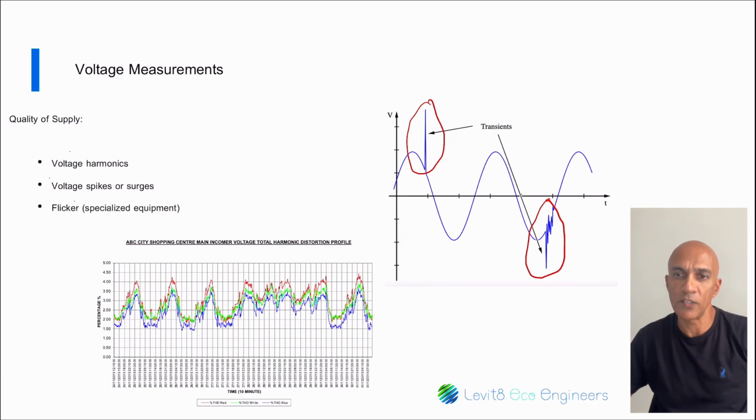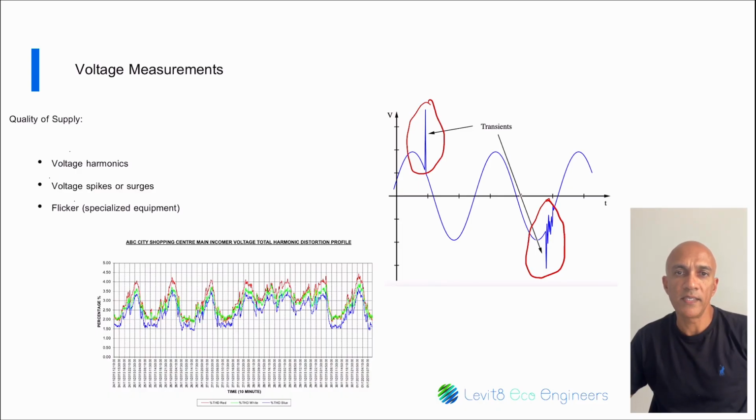And then the other one is flicker, which also needs specialized equipment. In order to measure flicker, it's usually carried out by a specialist that has such equipment. So most standard power analyzers don't have a flicker measurement function.